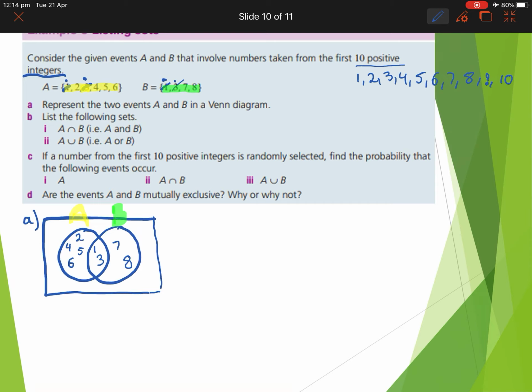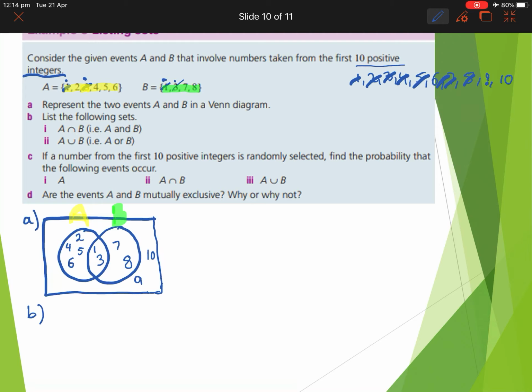Okay, now I'm not finished yet, because what numbers have been left out? We've got the sets A and B, but we need to consider, like the question said, all the first 10 positive integers. So we've used numbers 1, 2, 3, 4, 5, 6, 7, 8. We haven't used a 9 or a 10, so the 9 and the 10 are going to go on the outside because they're not in A or B. Okay, that's our Venn diagram.